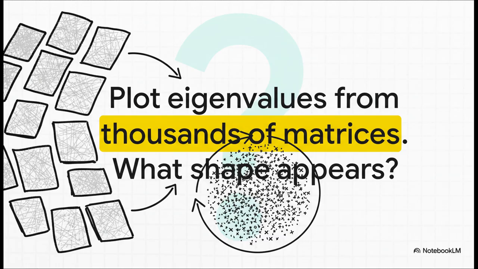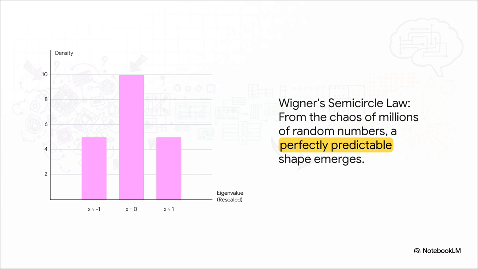Instead of just one random matrix, let's imagine we generate thousands of them, each one huge. And then we collect every single eigenvalue from every single one of those matrices and just throw them all onto one big graph. What kind of shape would that giant cloud of millions of numbers make? The result is absolutely mind-blowing.